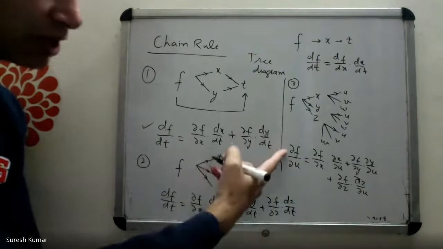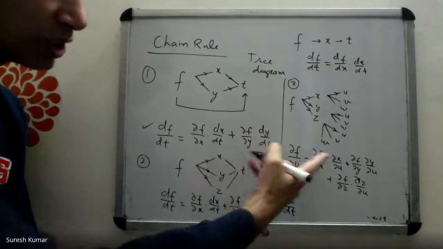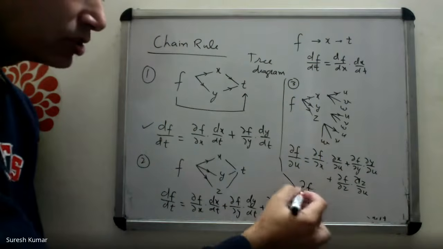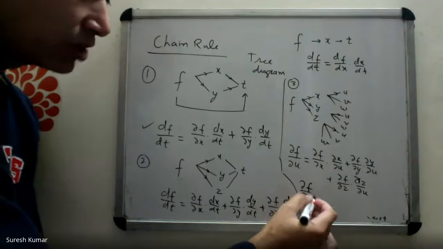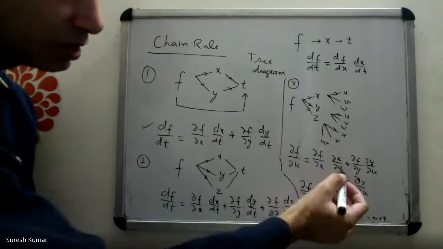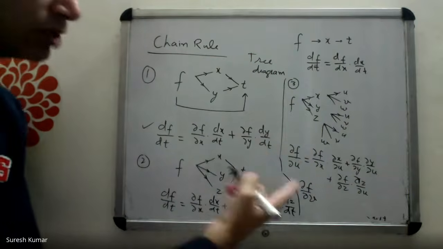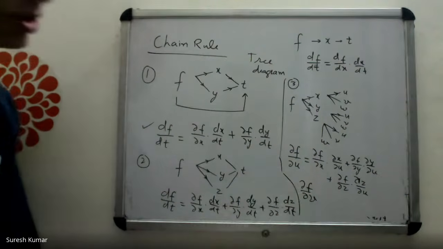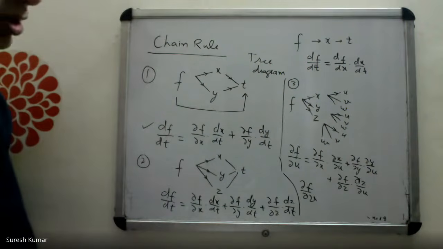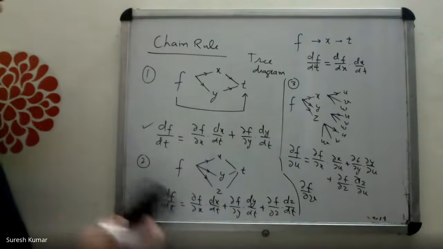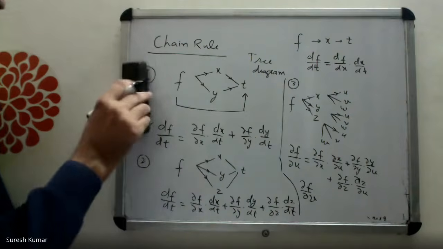So you have written the partial derivative of f with respect to u using this chain rule. Same way you can write partial f over partial v. Here in place of u, you will get v. Similarly, you can write the partial derivative of f with respect to w. Okay, so I hope you understand how to write the derivative of a function using the chain rule.